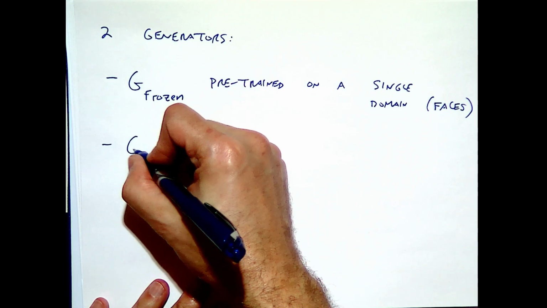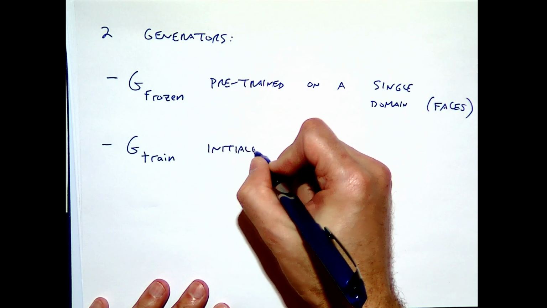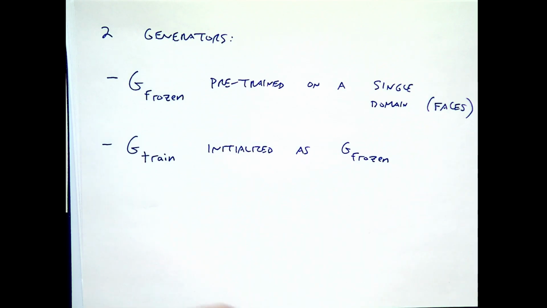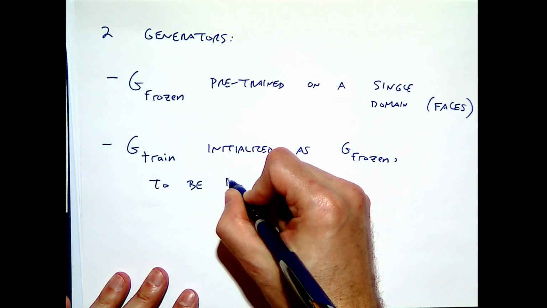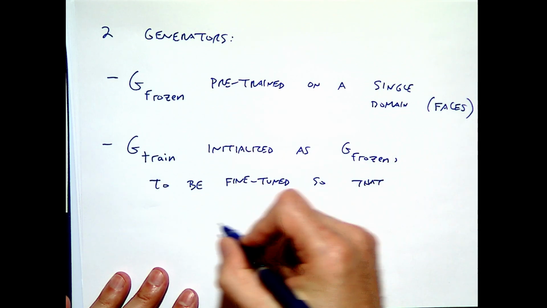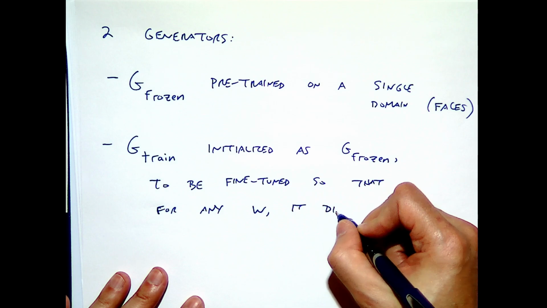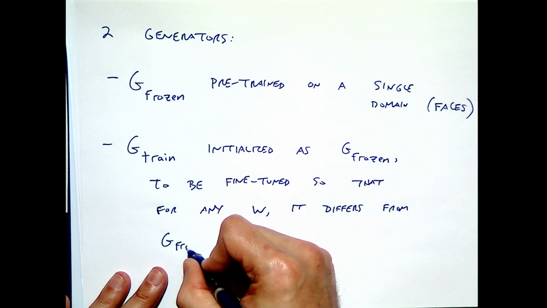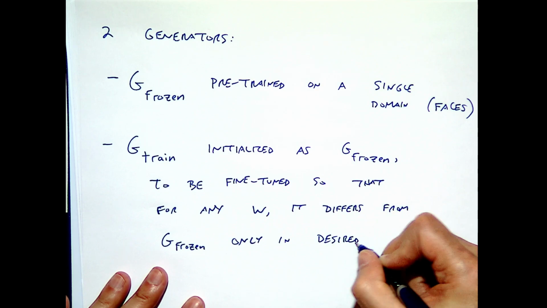And then I have a network that I'm going to train called G-train that is initialized as G-frozen. Then I'm going to fine tune it so that for any latent code w, it differs from G-frozen only in the desired direction, which is the text description that I give it.